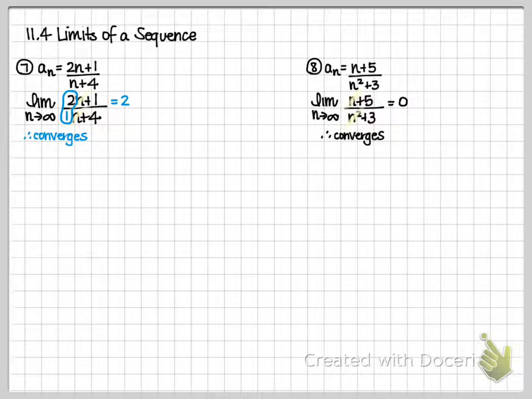Okay, so I went ahead and put in my limit notation. I compared the degree of the top and the bottom. The degree of the bottom is larger, which means the denominator is going to grow faster. When the denominator grows faster, it becomes a larger number than the top, which means I get a small fraction. And a small fraction gets really super close to 0. So my limit is going to be 0, and because it's going to a unique number, it converges.